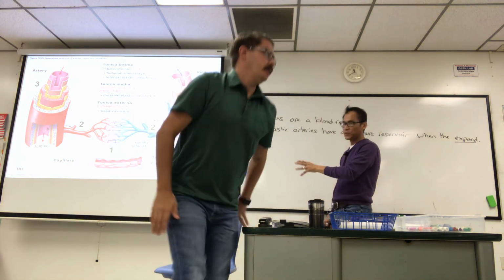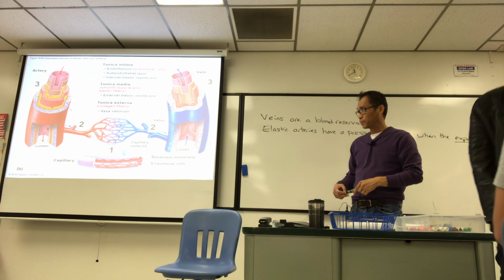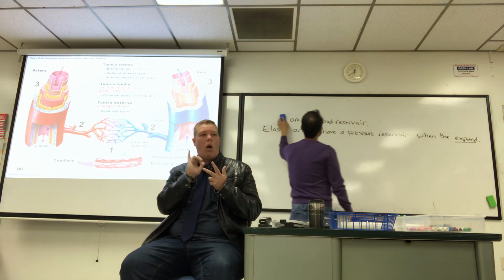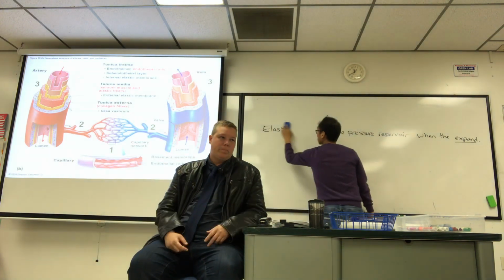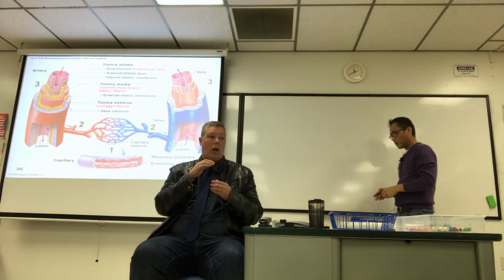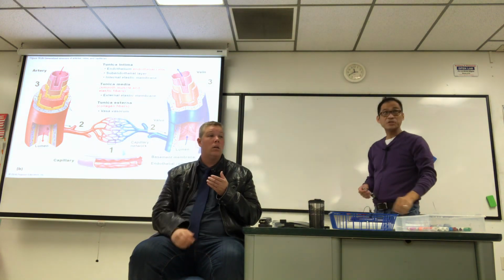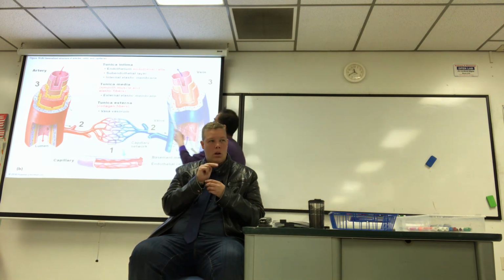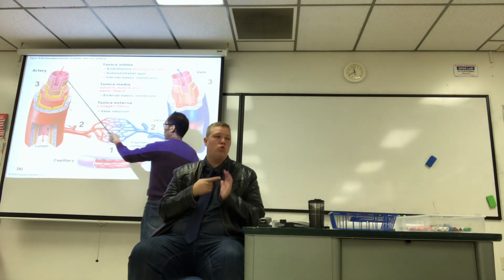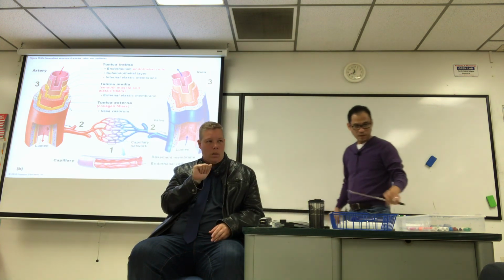But let's just talk about all three tunics so you know the relative makeup of all the tunics. The innermost tunic that touches the blood, that surrounds the lumen, whether blood is flowing one way or the other. Remember, arteries and veins are usually shown together and blood is flowing in opposite directions. But the innermost tunic surrounding the lumen of the blood vessel is called the tunica intima. It's intimate with the blood.